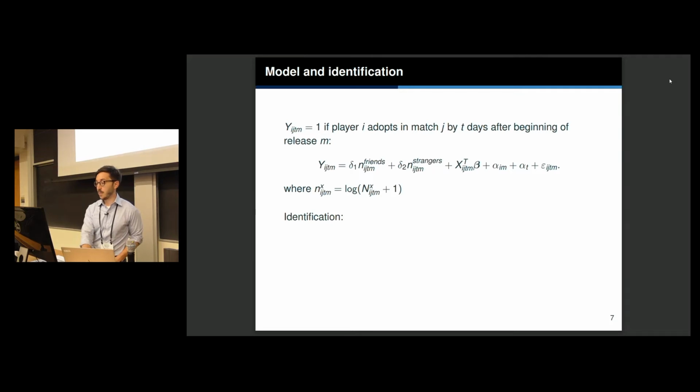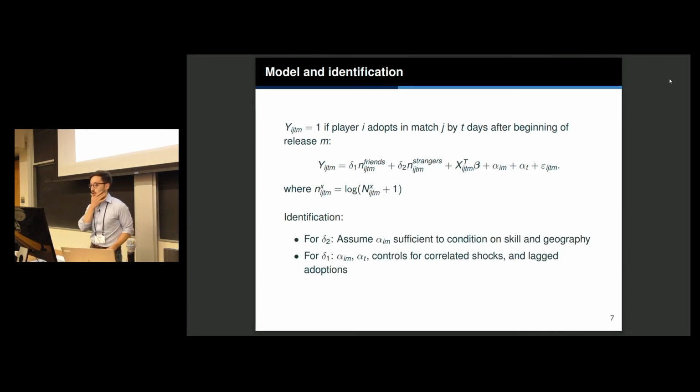If the matchmaking algorithm was purely random, if it just threw people together without any kind of conditioning, then we wouldn't need to say anything else about identification, right? Just including the number of strangers you interact with is going to be exogenous all on its own. But we know that this matchmaking algorithm conditions. So it conditions on skill and geography. We're going to assume that a player release level fixed effect is going to be sufficient to condition on those things.